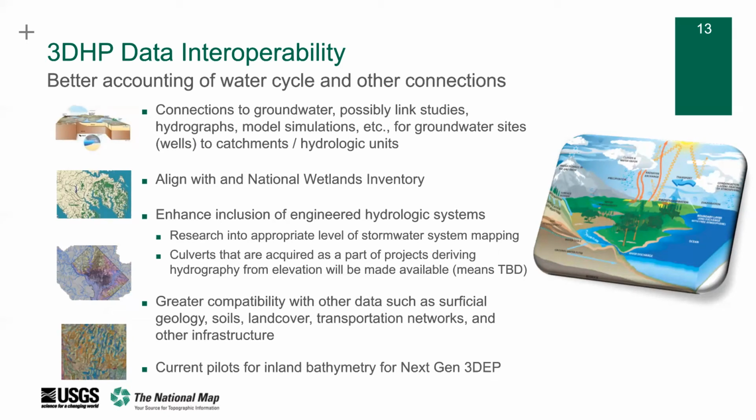We also want to mention including engineered hydrologic systems. So these are everything from the stormwater systems under our cities to culverts that may route flow under a road, or in some cases may even route flow under another water feature. And then that last item is actually one of the most exciting items, although it's still very much developmental. That's including inland bathymetry from that next generation of 3DEP data as part of that 3D National Topography Model vision.